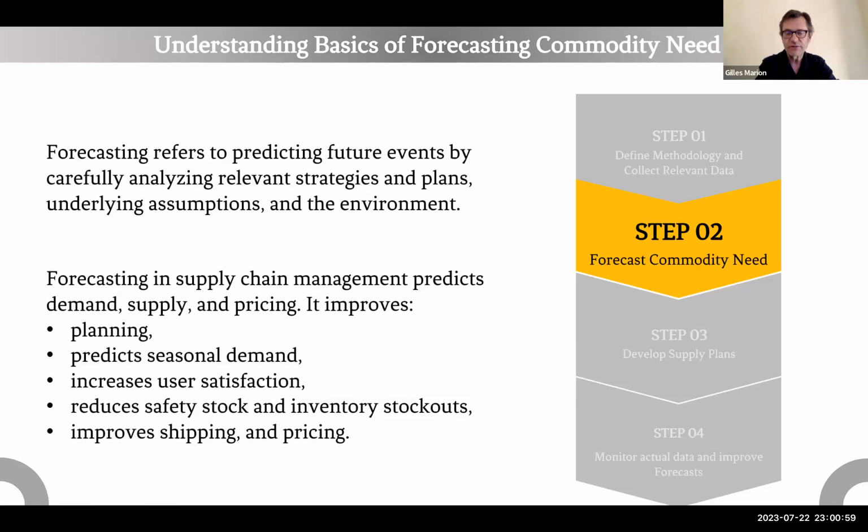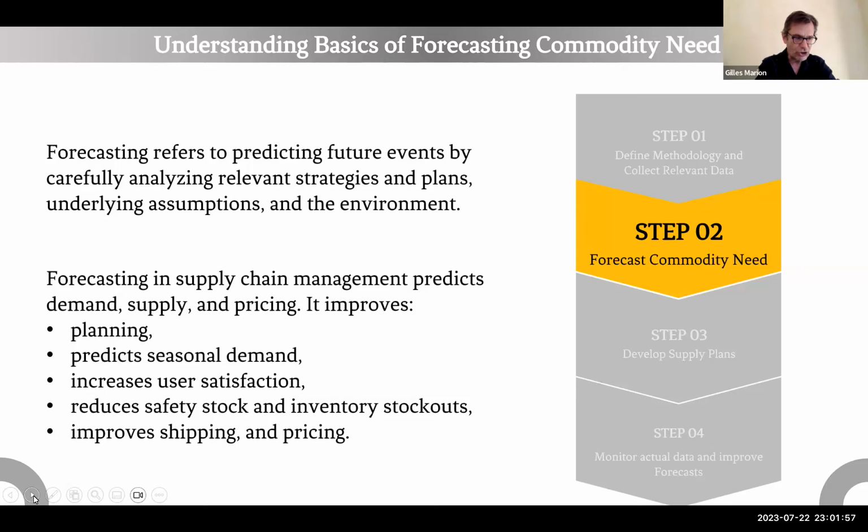And when we are speaking about supply chain management, you can see some elements, like predicting demand: how many products are going to be needed in which area, which supply flow will we need to meet that demand, what's going to be the pricing, what budget can we allocate to this, and then making choices to improve the planning, the seasonal demand, the user satisfaction, safety stock, inventory, stockouts, shipping and pricing, avoiding to immobilize too much budget, too much funds in a high level of storage. So it's really about making the most of the budget, or at least of the resources we have, to meet the demand.